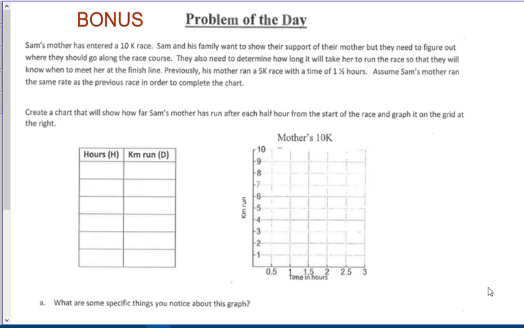This is video 6, and we're going to be talking about real-world problems, fractions, and decimals. I'm on page 35 in your packet.